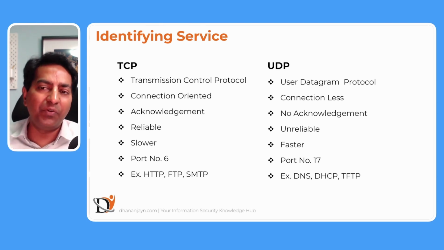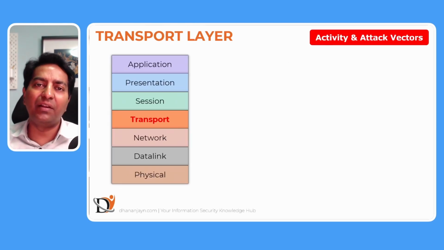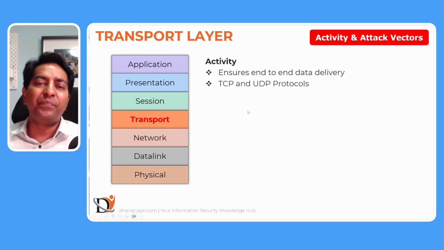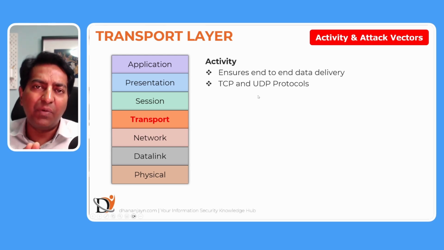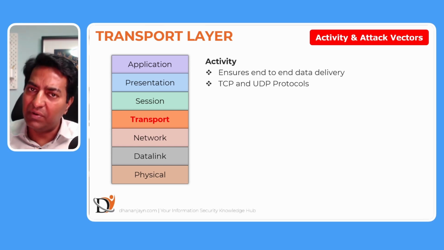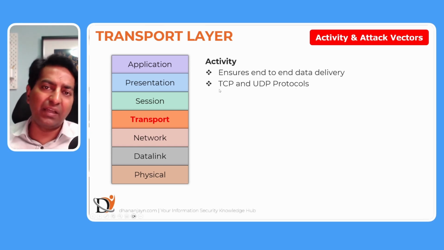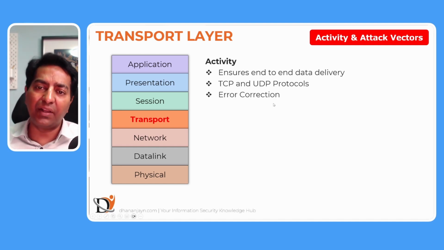So I hope you have got clarity on these two services. Now, coming to the activities done at the transport layer. This layer ensures end-to-end delivery. It means if there is a problem with the communication, this layer helps correct those problems. Then, TCP and UDP protocols again work at this particular layer.